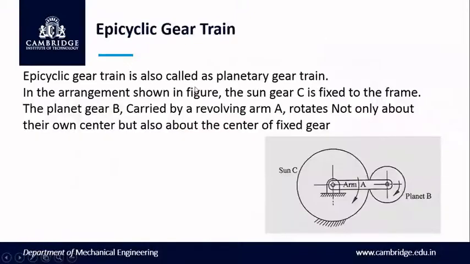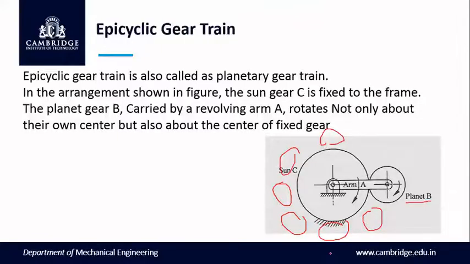In this diagram, you can see the planetary gear train. Here we have an arm and two gears. One gear we call the sun gear, which is fixed and rotates about its own axis, and another small gear is considered the planet gear. This planet gear rotates about its own axis, and at the same time, it rotates about the sun gear also.